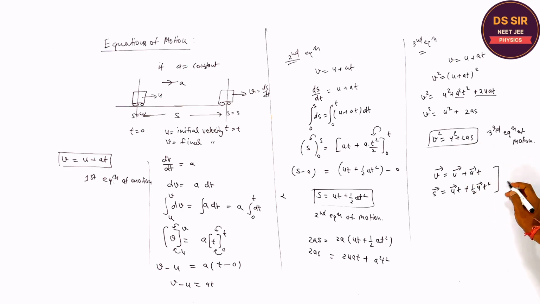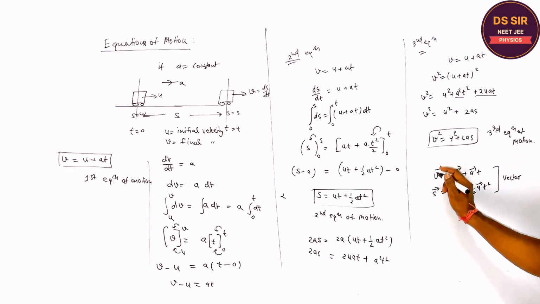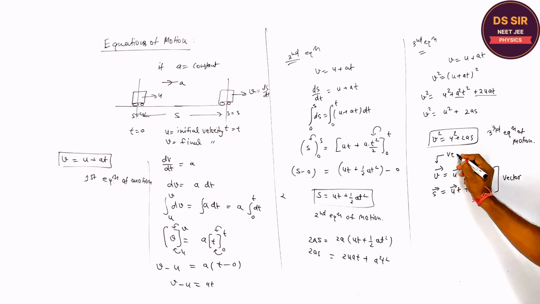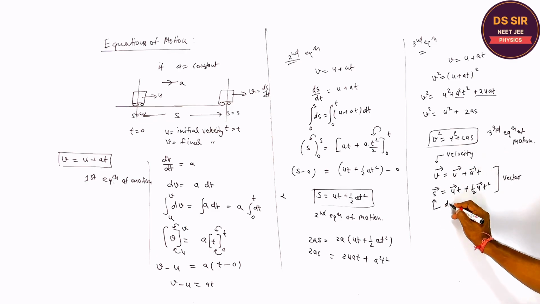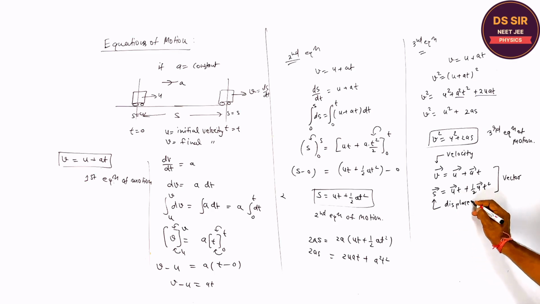While these two equations are the vector equation. Vector equation means it gives the velocity, right? It gives the velocity, and it gives the displacement. Is it clear or not?